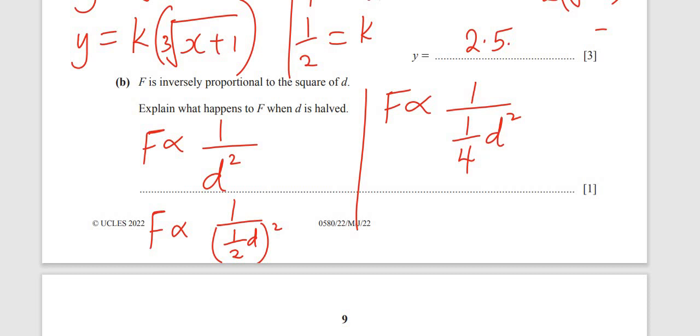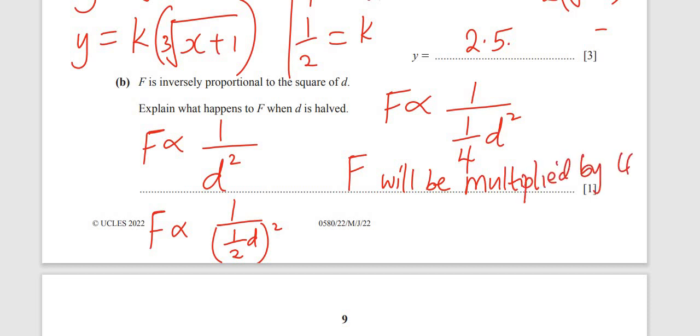It's just the same as multiplying. So that will be f is inversely proportional to 4 out of 1 d squared. So in other words, f is going to increase 4 times. So we can just write that f will be increased 4 times, or f will be multiplied by 4, like that. Okay, so that's just a 1-mark question.